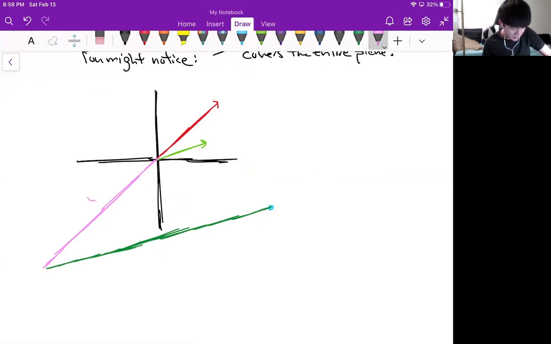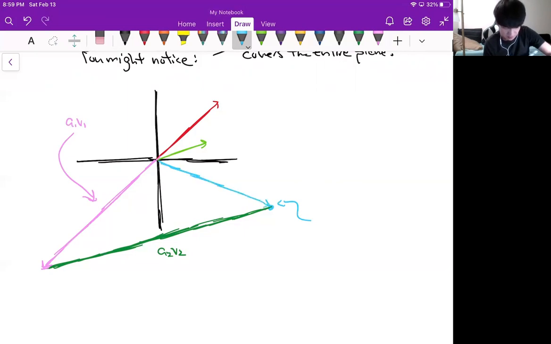So this pink vector right there is a multiple of V1, because it points in the V1 direction. Let's call that a1 V1. This green vector over here is a multiple of V2, because it points in the V2 direction. Let's call that a2 V2. That means this point, which I'll call V3, must be equal to a1 V1 plus a2 V2.